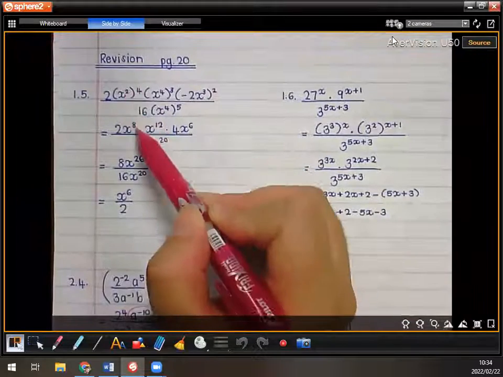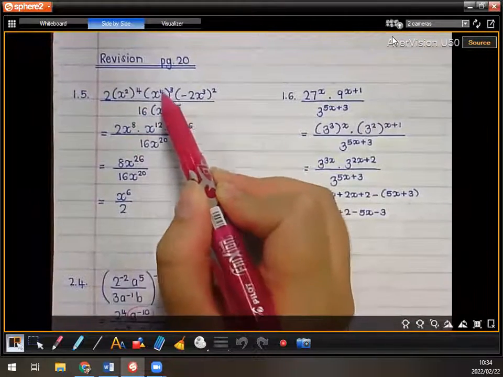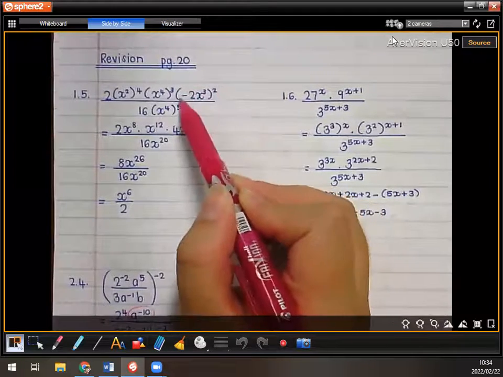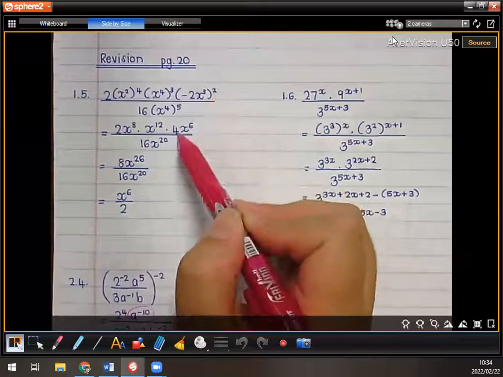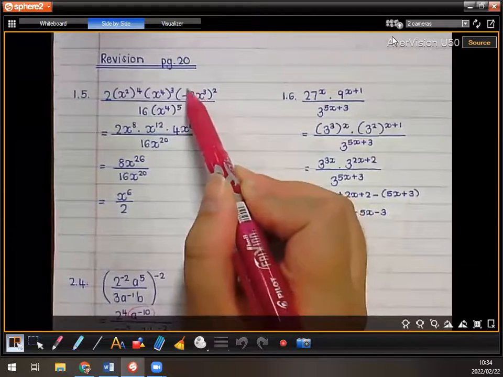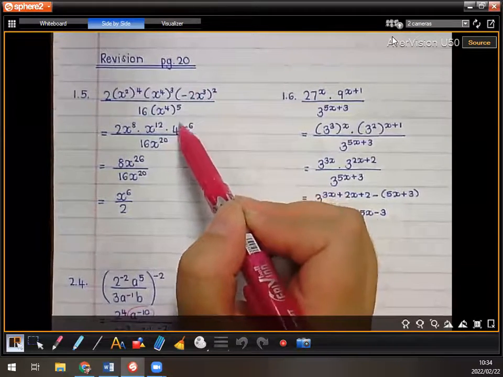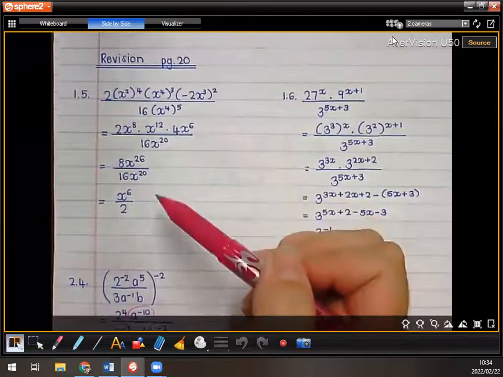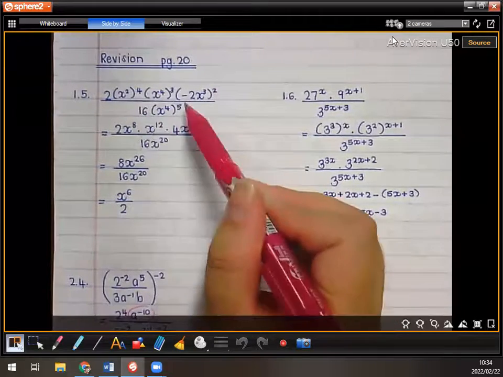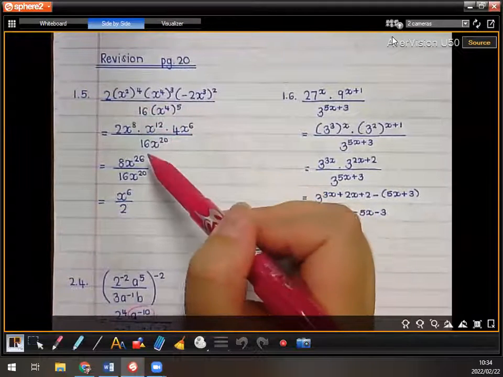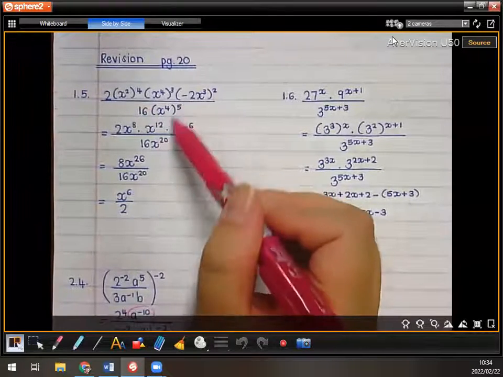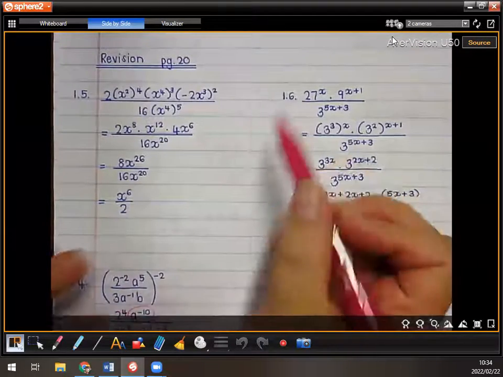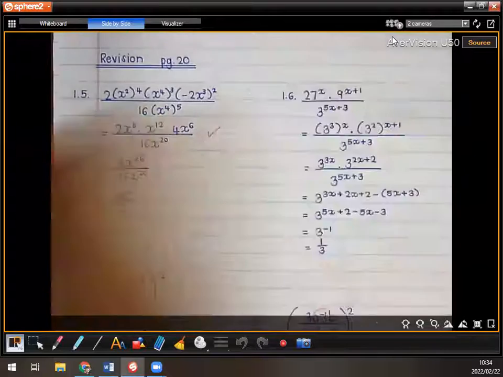So 2 times 4 is 8. 4 times 3 is 12. Here you need to square the -2 as well. That's where that 4 is coming from. -2 times -2 is 4. And here 3 times 2 is 6. At the bottom, the 16 is not raised to the power of 5. The 16 is 16. That 4 times 5 is 20. All of that, guys, is worth 1 mark.